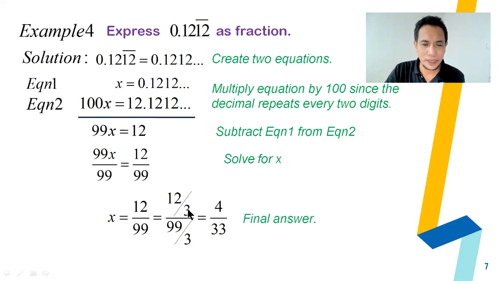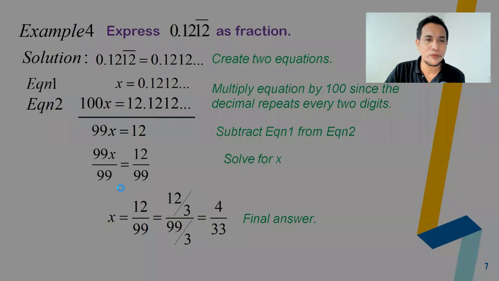Okay, so 12 divided by 3 is equal to 4, and 99 divided by 3 is equal to 33. Okay, this is now our final answer. So the decimal 0.12121212 and so on and so forth is equal to 4 over 33. Okay, so we proved that repeating but non-terminating decimals can be changed to fractions. So that's example number 4.